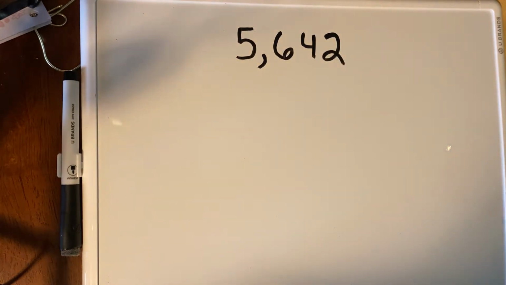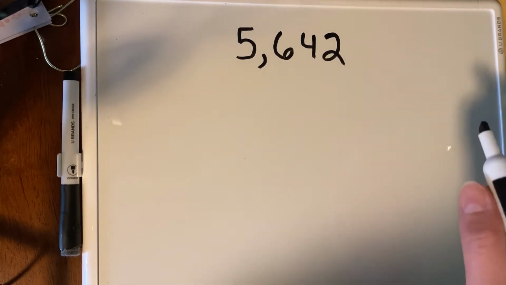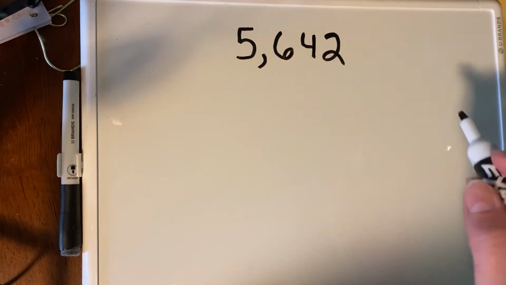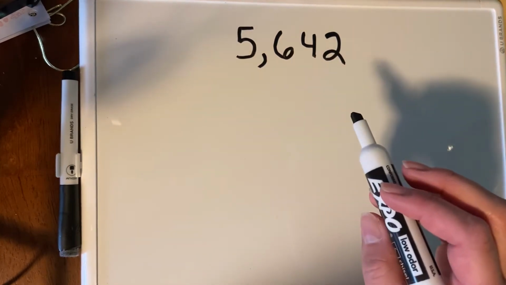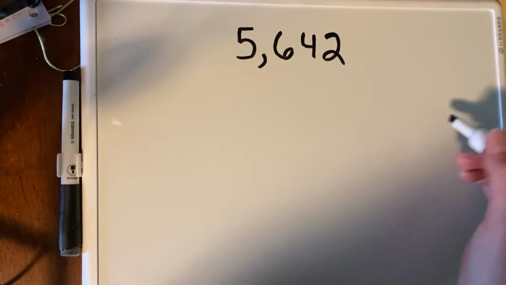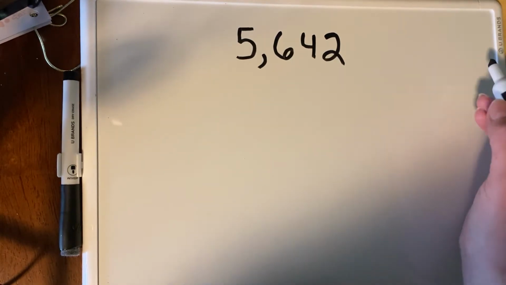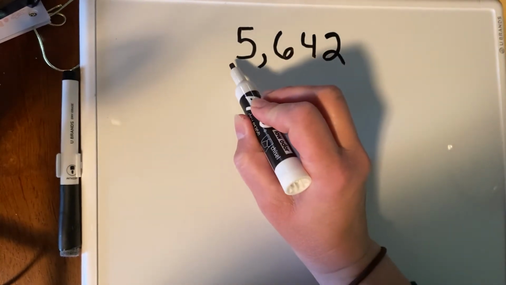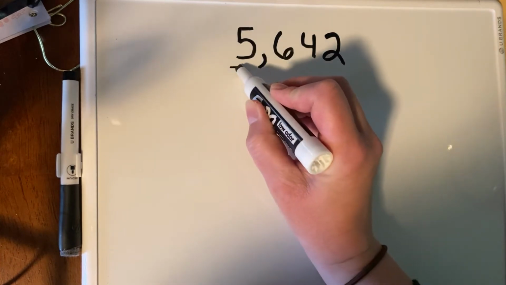All right, here is my video for how to round to the nearest 1,000. So we follow the same basic steps as when you're rounding to the nearest 10 or the nearest 100. So my first step, since I'm rounding to the nearest thousands, I need to find out how many thousands are in this number. So I have the number 5,642. So I'm going to underline the number in the thousands place.